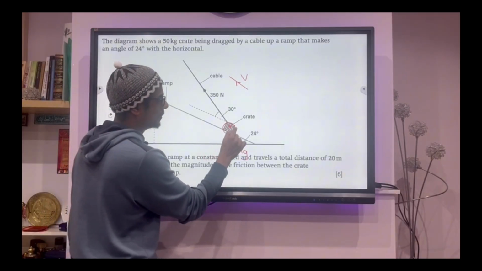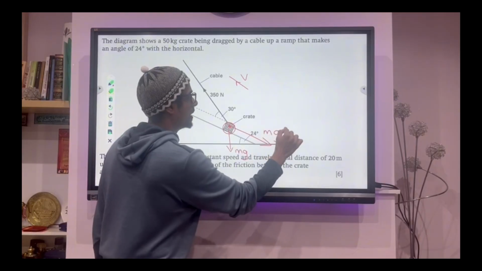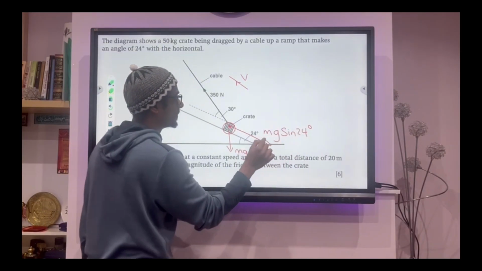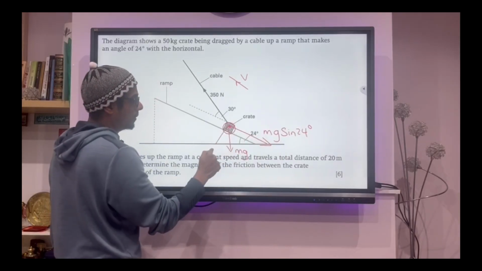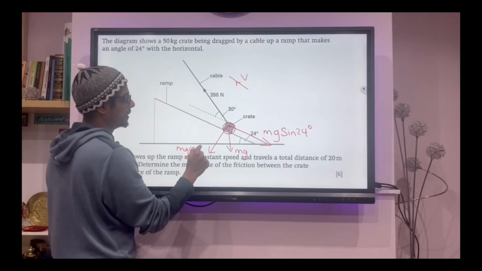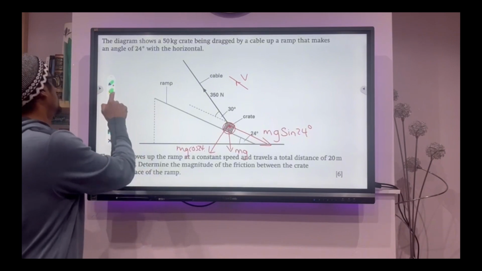So the first one along the slope would be mg along the slope, remember, sine 24. We've done that before already, right? And then the other one would be mg cos 24. We aren't going to use that, so that's not really important because it's not acting along the plane. So that's force number 1.